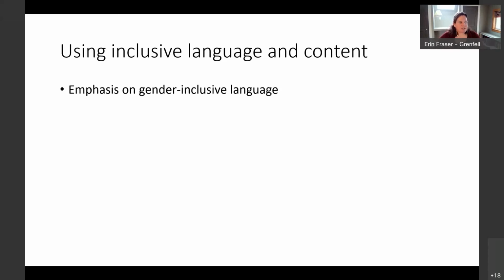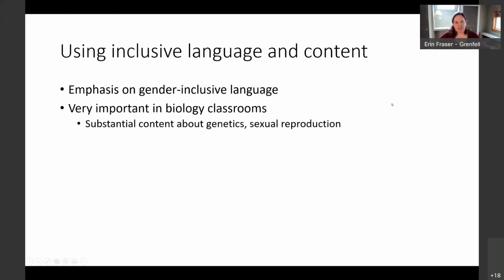And the reason that we really focused on this this semester is that it's really critical in introductory biology, because so many of the concepts that students learn when they're first learning about biology are about genetics, inheritance, and sexual reproduction. That makes up a tremendous amount of the course. And there is the real potential, certainly in traditional biology classrooms, this is how I learned it, to conflate concepts about sex and gender.